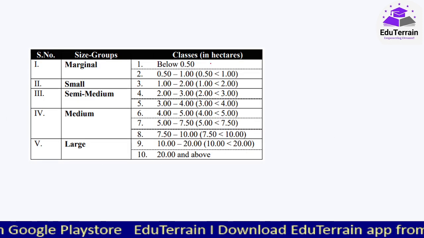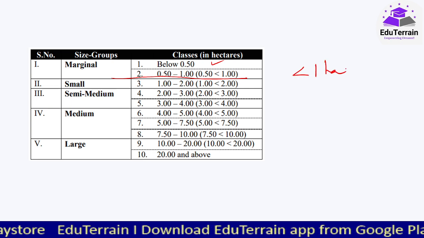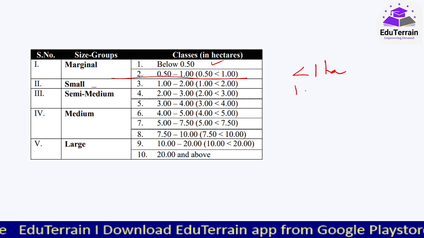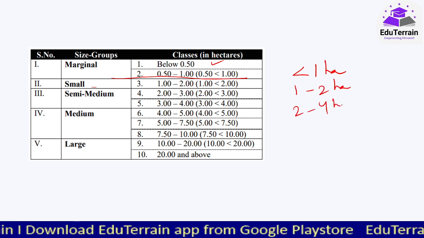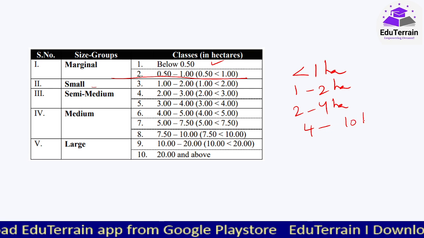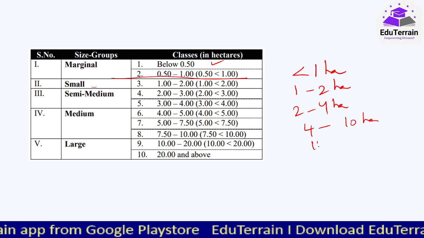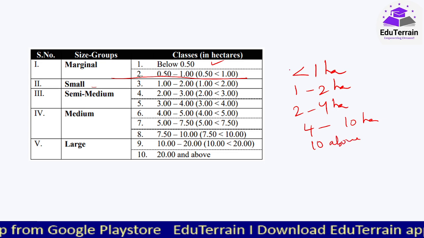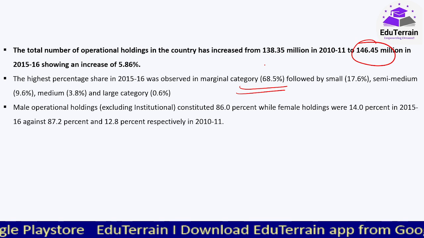ये below, that is less than 1 hectare. वही small farmers आते हैं 1 to 2 hectares. Semi medium farmers आते हैं 2 to 4 hectares. Medium farmers आते हैं 4 to 10 hectares. Large farmers आते हैं you can say 10 and above. ये टेबल बहुत ज़्यादा इम्पॉर्टेंट है, प्लीज़ अगेन रिवाइज इट वंस.